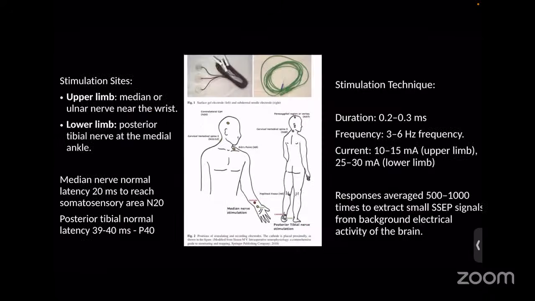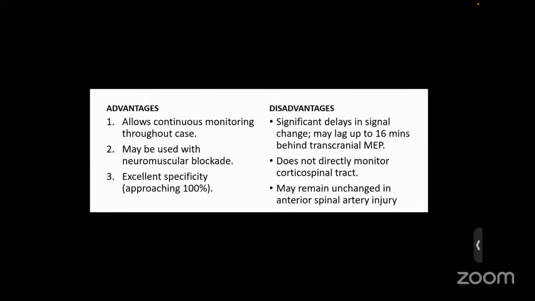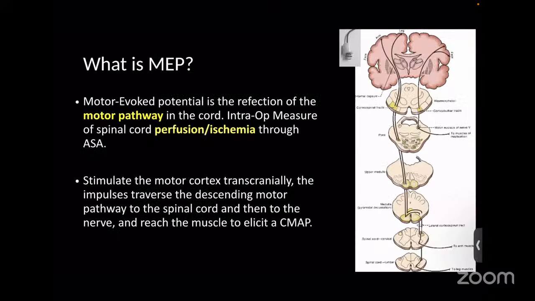The neurophysiologist would look at the latency. That is, when you give the stimulus, how much time does it take for it to reach those electrodes over the somatosensory area? For median nerve, it's around 20 milliseconds, and for posterior tibial, it is around 30 to 40 milliseconds. Any difference or alteration in this would be abnormal, and they would alert the surgeon. Now, the responses are averaged around 500 to 1,000 times to extract the SSEP signals from the background electrical activity of the brain. And that is why, although it is a continuous monitoring, when the surgeon asks for it, there is a little delay to get the results.